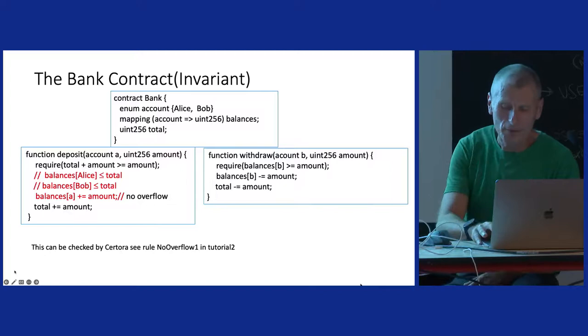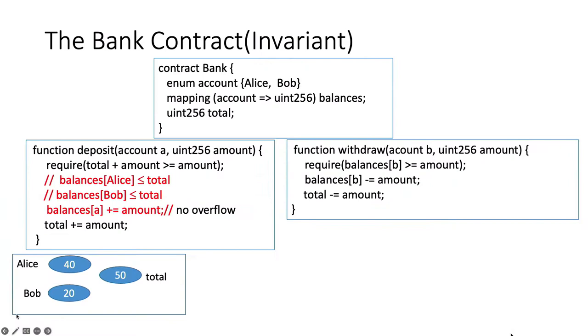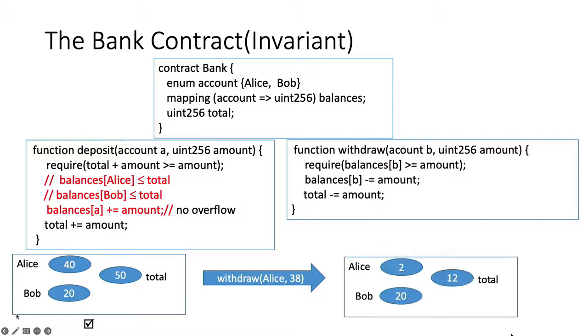Interesting. So let's see what the Certora tool believes. The Certora tool believes it's not inductive, and let's see who is right, you or the tool. So here is the counterexample to inductiveness that the tool brings. Alice has 40 and Bob has 20, and it's less than, you agree? This is less than, right? It satisfies your property. And then you execute this withdraw Alice. And then it goes to the place where you have 2 and 20. And then it's violated. So what's wrong? Why is the tool wrong or you are wrong?